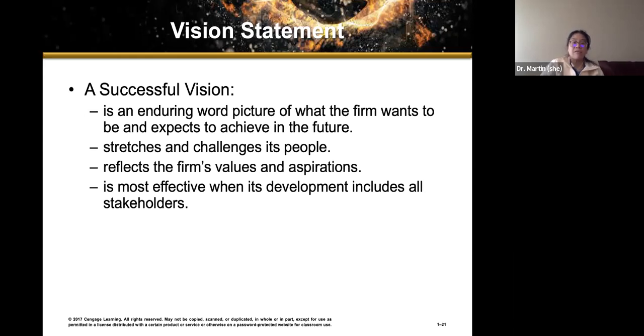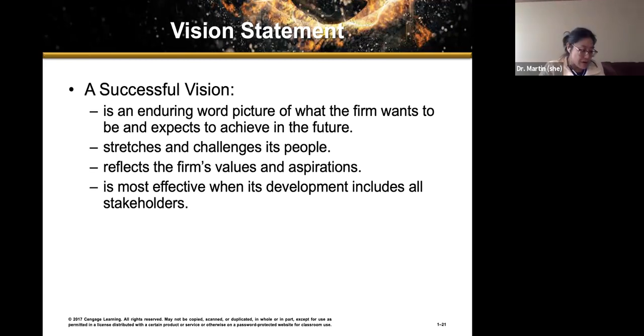It's really most effective when, in the development of the statement, you include all the stakeholders. So you don't want your vision to come from the top down. You want to include different levels of participants within the organization, so employees, but you also want to include people like investors, right? Maybe the press, maybe consumers, all right?